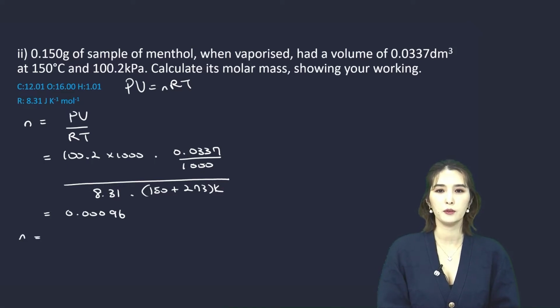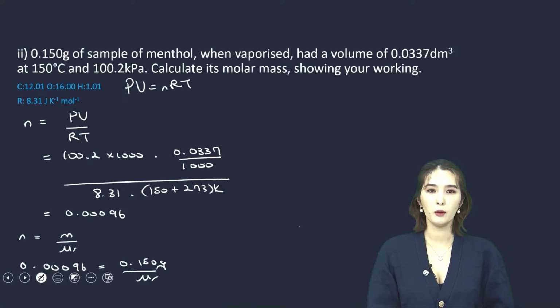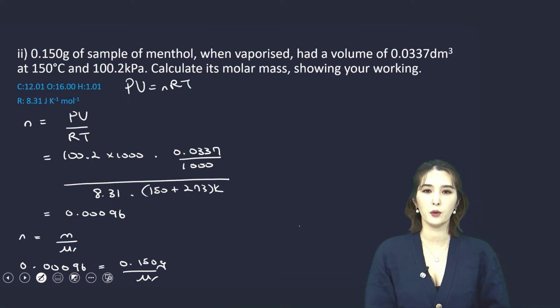With the number of moles of 0.00096, we can find the molar mass now using the mass given. So molar mass can be found by dividing the mass that we're given, 0.150 grams, by the number of moles that we found, which is 0.00096.